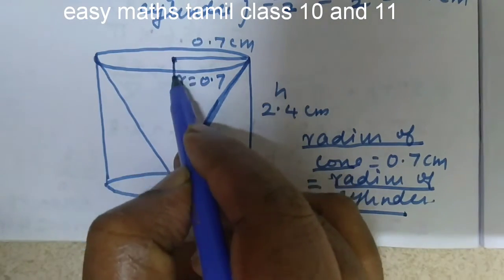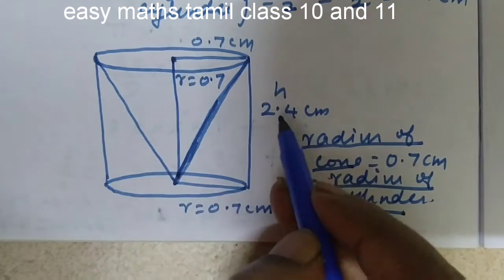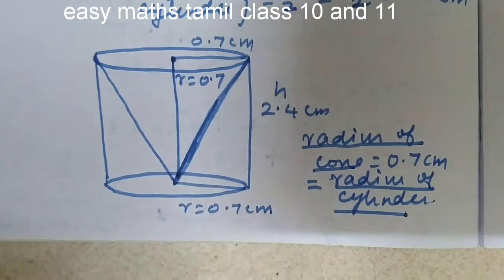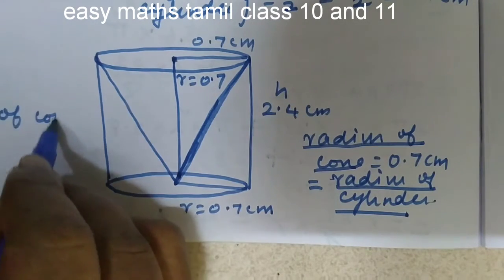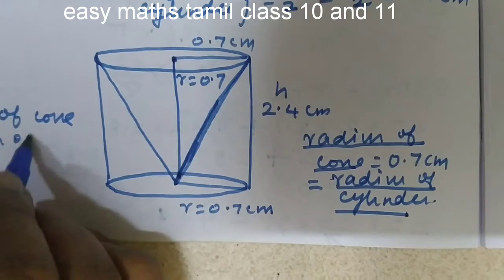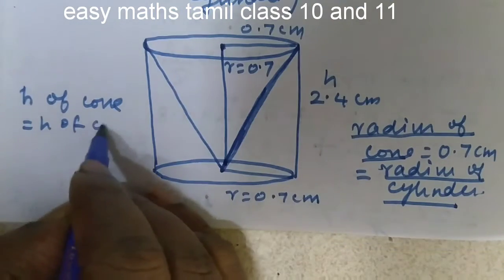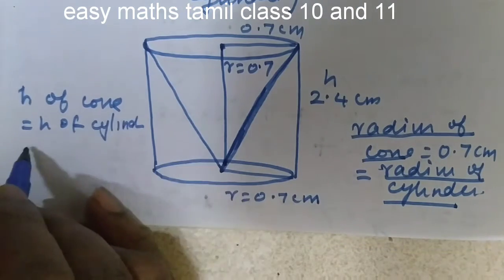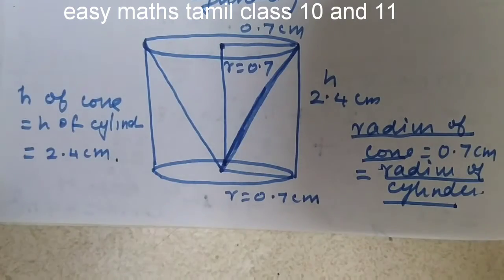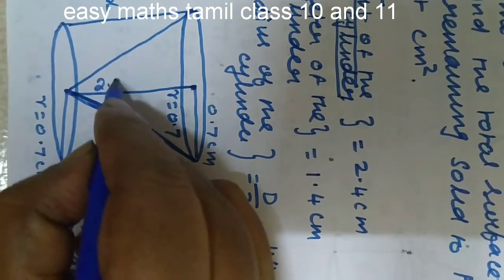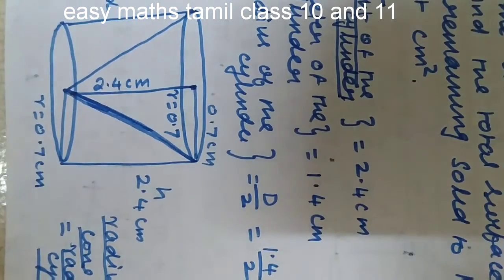Height of the cone is equal to height of the cylinder. So height of the cone is 2.4 centimeter.